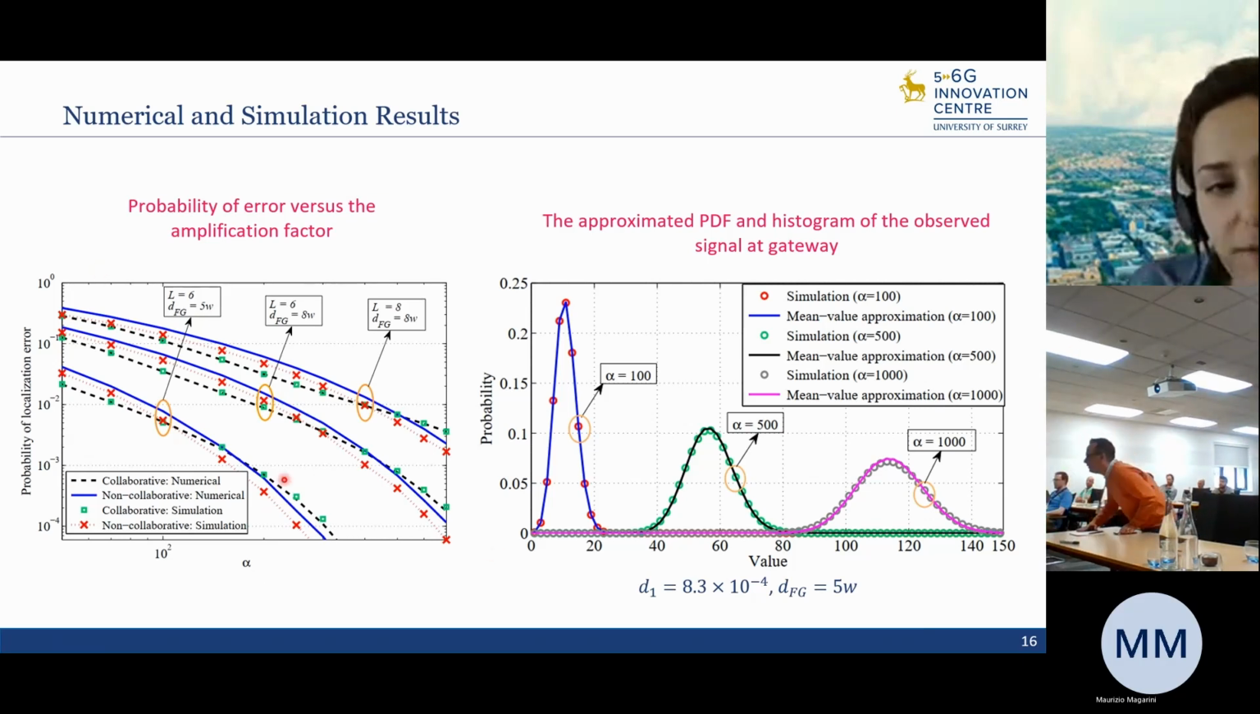Okay, here I skipped the noisy case, and I just want to show that the simulation results confirm the approximation that we made, the mean value approximation.